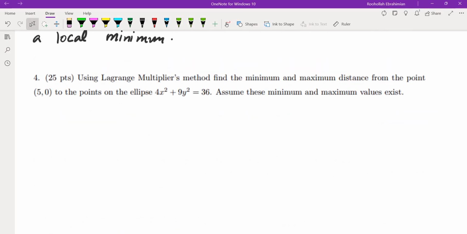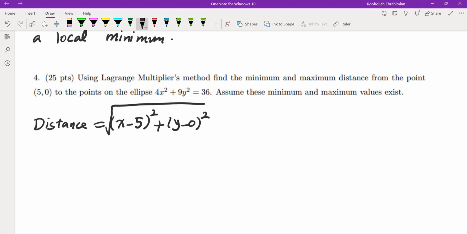Okay, let's look at the next problem. Using the Lagrange multipliers method, find the minimum and maximum distance from the point 5, 0 to the points on the ellipse, and assume that this minimum and maximum values exist. Okay, so what is the distance formula? Well, the distance is the square root of x minus 5 squared plus y minus 0 squared. So this is the distance formula.